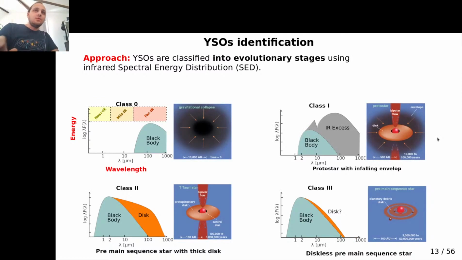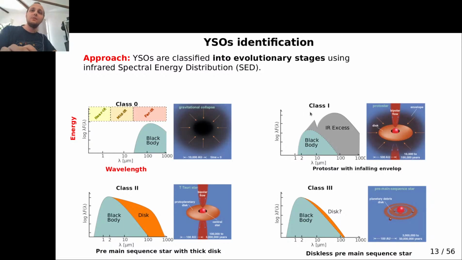So the first thing to do is to identify young stellar objects. Usually they are identified and classified into evolutionary stages using what we call the infrared spectral energy distribution, which is simply the energy as a function of the wavelengths. These evolutionary stages go from class 0, which is just a gravitationally bound core, and go through the evolution of the star up to pre-main sequence objects with the class 3 YSOs. And you can see that some of those classes exhibit strong features.